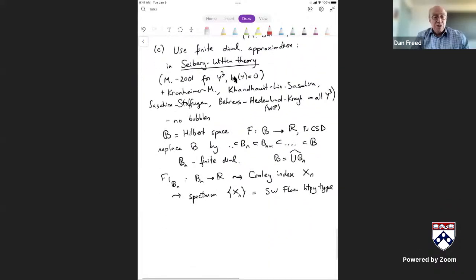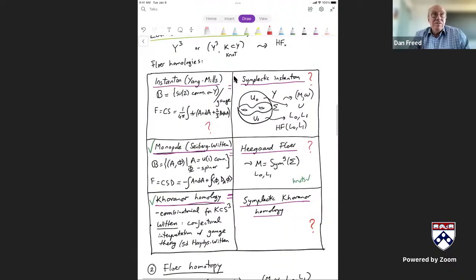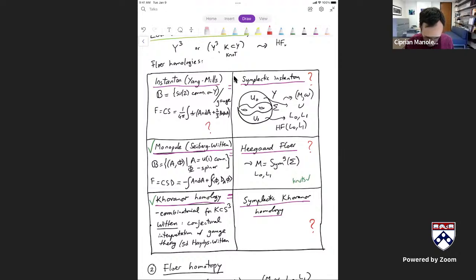How many of those Floer homology theories have a combinatorial description? That's a good question. The last two, so Heegaard Floer and Khovanov, yes, and instanton it doesn't.